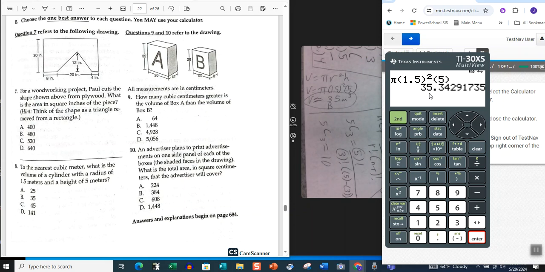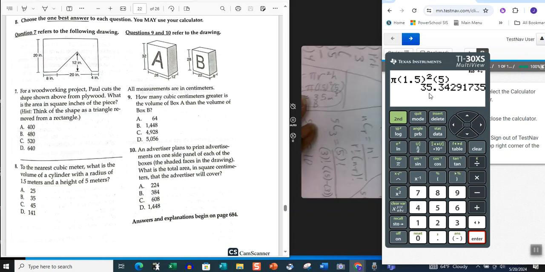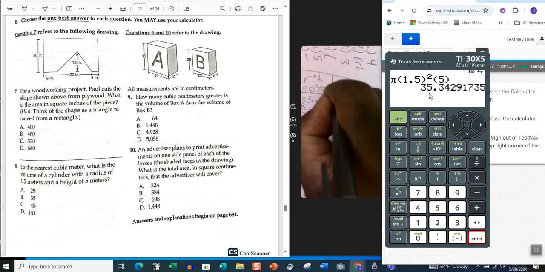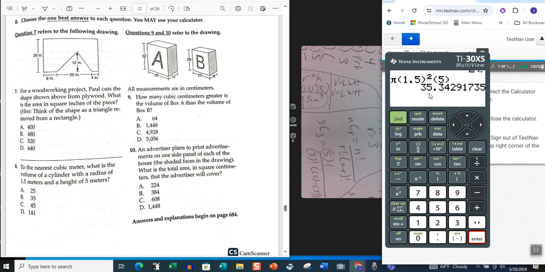All right, questions 9 and 10 refer to the drawing. All measurements are in centimeters. How many cubic centimeters greater is the volume of box A than the volume of box B? So you're basically comparing the two. Both of those are rectangular prisms, so we have the volume, length times width times height, for both of those.